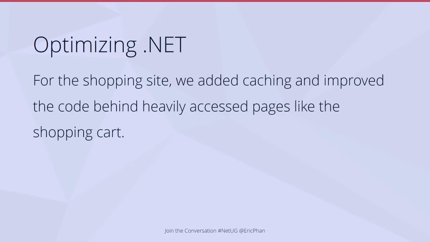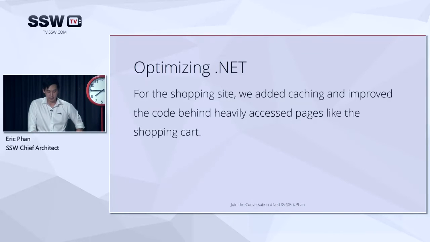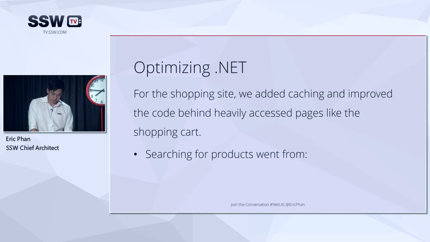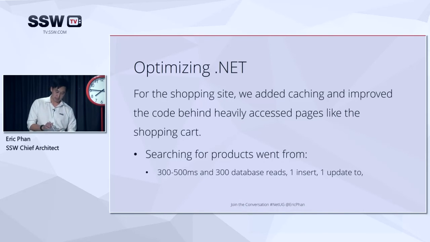Okay, so for optimizing the shopping site, we added cache as well, which helped improve those pages. So when you clicked in on the search page to a particular product, we cache those products because the more popular products will get hit a lot. So just cache it and get that served straight away. Cache the products in their shopping cart. But basically, we went from the search taking between 300 and 500 milliseconds, 300 reads, 1 insert, 1 update, to 28 milliseconds, 0 database calls.